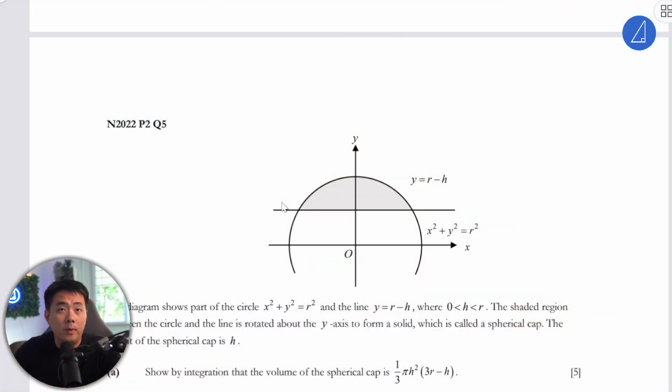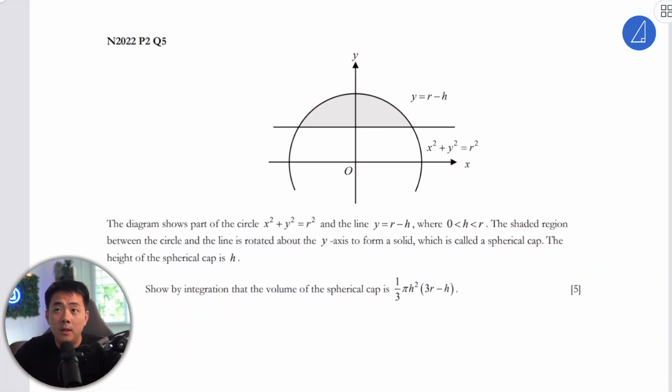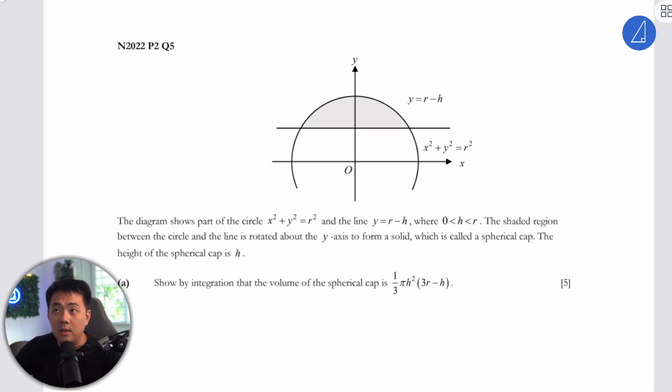Hi students, let's look at this question which was taken from the year 2022 paper 2 question 5 of the A-level paper. This question is on application of integration. Let's see how we can do this proficiently.